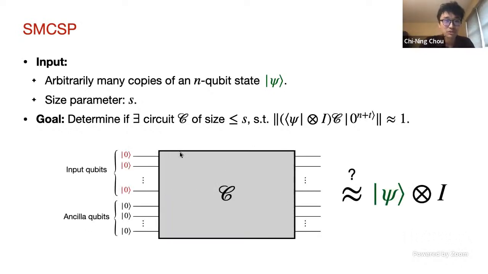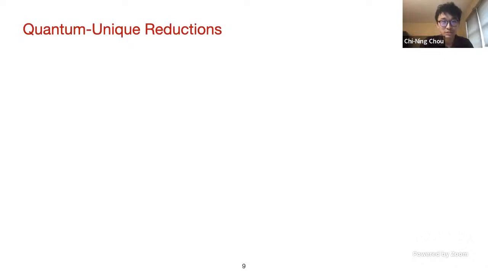This is a decision problem, and the search problem is to find the circuit for me. Now I'm going to show, to convince you, that there is actually a search-to-decision reduction.